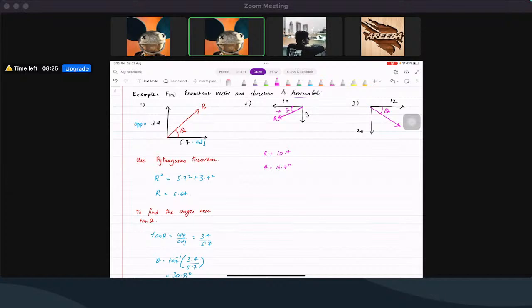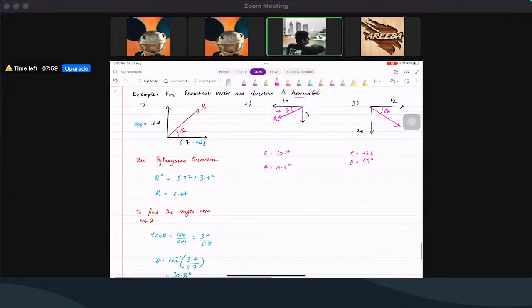Now for this one, the resultant is 23.3, and the angle is 59 degrees. Got it? Yes, sir. Okay. I hope you guys understand this right now. Yes, sir. It's clear.